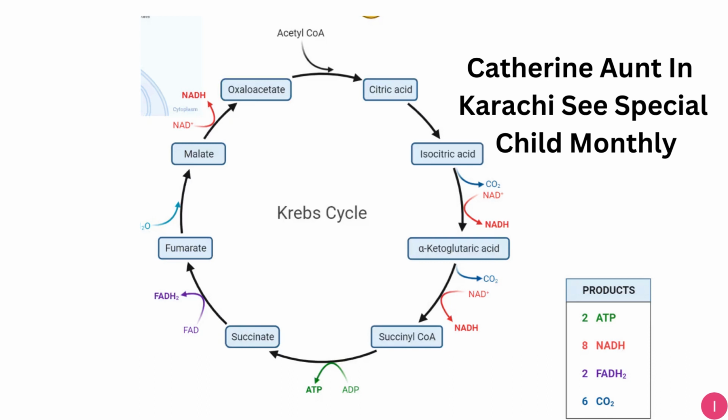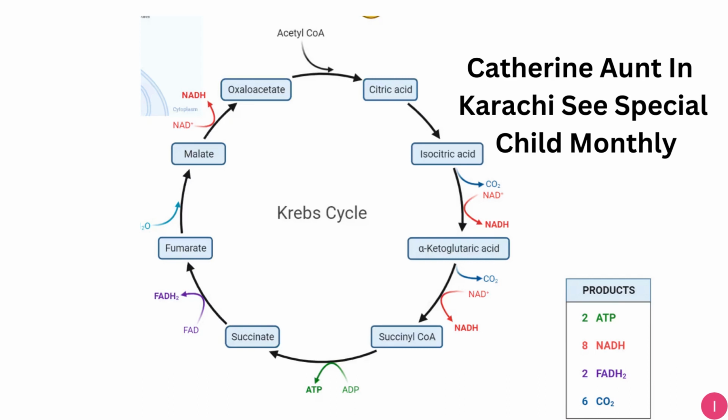Here FAD is converted into FADH2. This fumarate is converted into malate. Here water is eliminated. This malate is again converted to oxaloacetate and NAD plus is converted to NADH in this reaction. So this is the whole Krebs cycle, and it is too difficult to remember all the names of the intermediates, so we often forget the names.